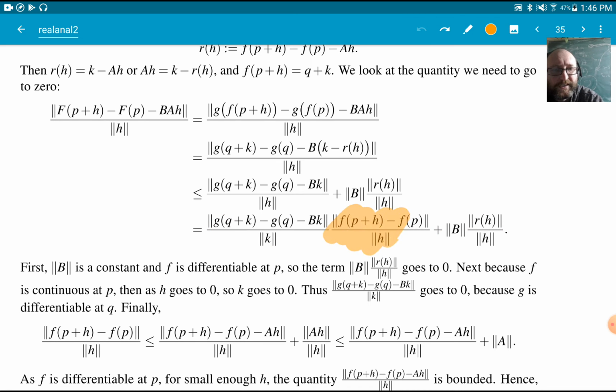So we really need to worry about this. As long as this is bounded, then bounded times something that goes to 0 will go to 0. So we need to show that this is bounded. It's not quite the thing that goes to 0 because the minus AH is missing here. So it looks like the thing that goes to 0, but without the AH. So it's not going to go to 0, but it's going to stay bounded if f is differentiable. Well, why?